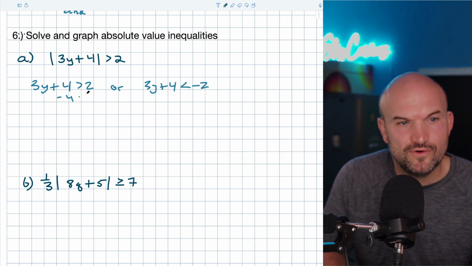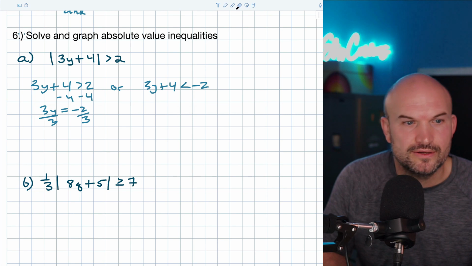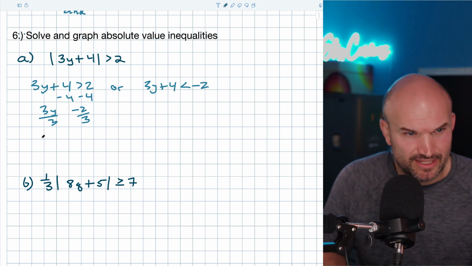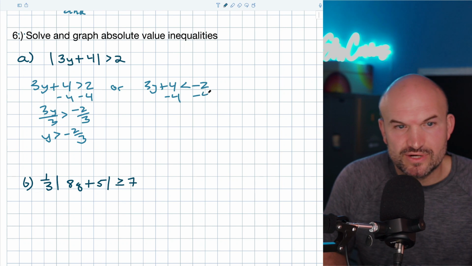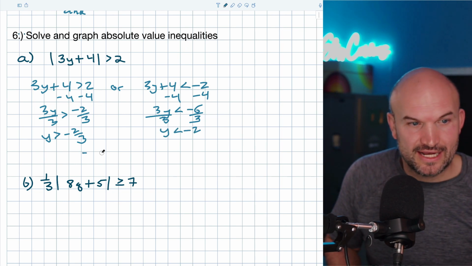So let's go and subtract 4 here. So 3y is greater than negative 2, divide by 3, divide by 3. So y is going to be greater than negative 2/3. And then over here, we can subtract 4, subtract 4. So we have 3y is less than negative 6, divide by 3, divide by 3. y is going to be less than negative 2. Okay, cool. So let's go ahead and graph this.